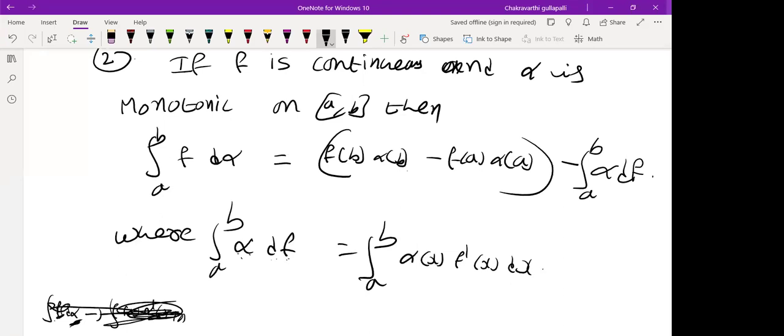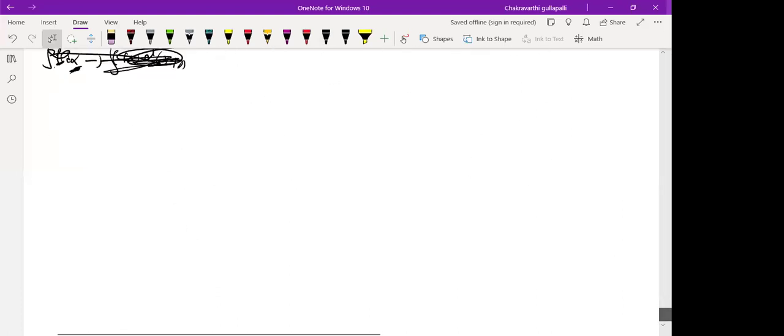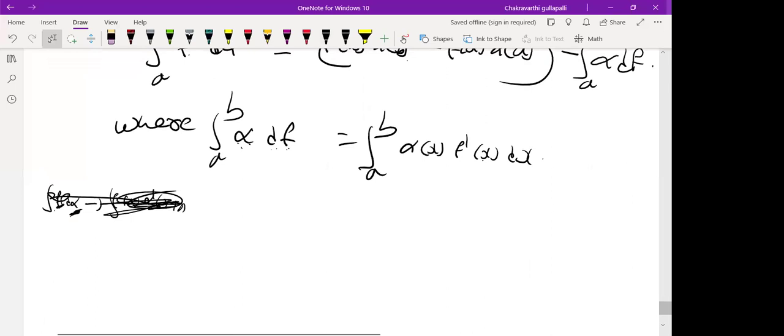So f b alpha b minus f of a alpha a minus the integral of the first function's derivative into the second function. Like that, you can apply. This is nothing but the integration by parts formula. When to apply this? If f is differentiable, apply this. If alpha is differentiable, apply that. For example, I'll do one interesting question. You feel so happy for finding such questions.